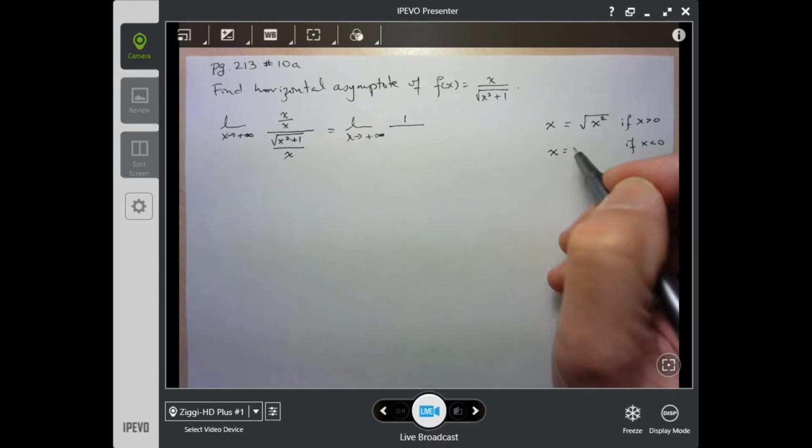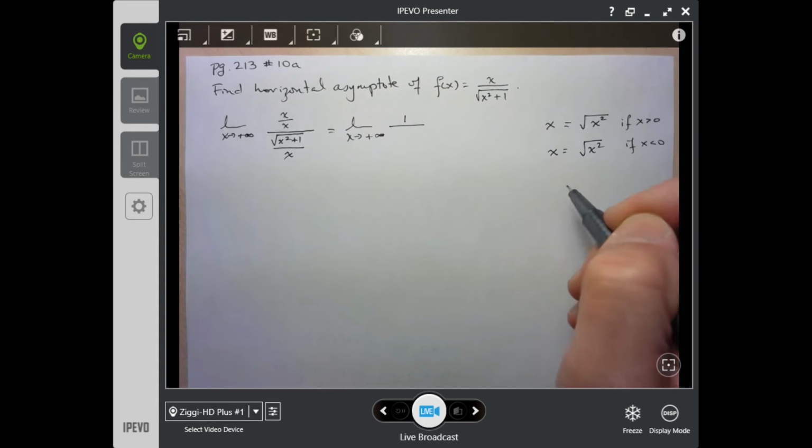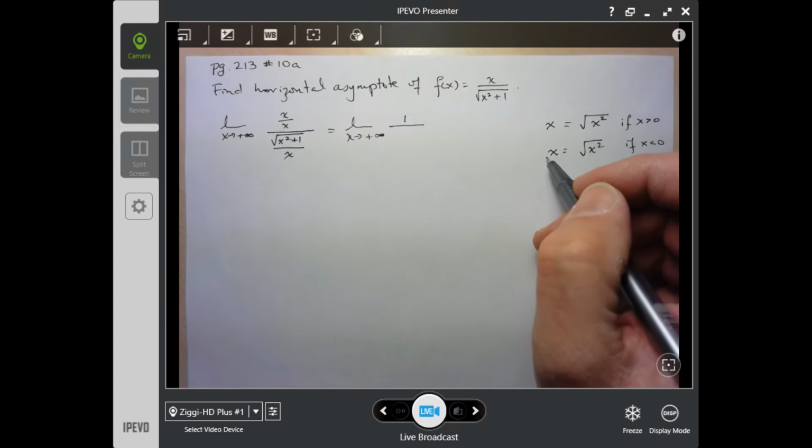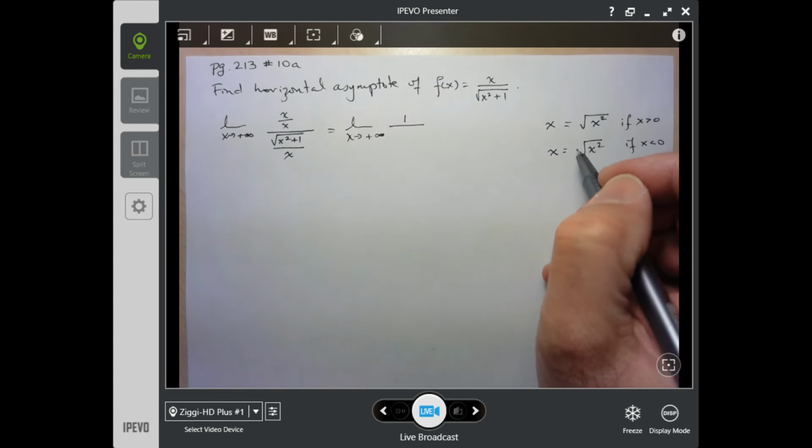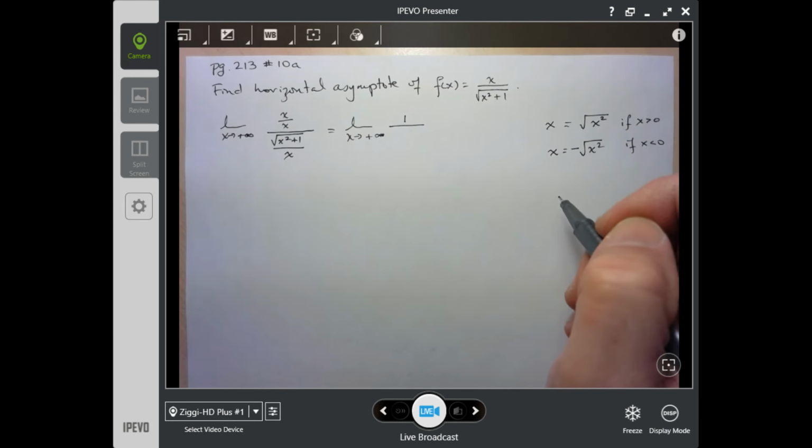Well, that's when we realize we could just take the negative of the square root of x squared. So if I have, say, -4, well, -4 squared is 16. Square root of 16 is 4. So it's just a matter of putting a negative in front.